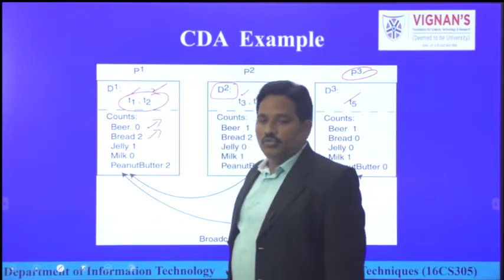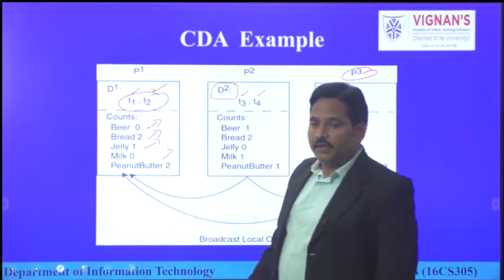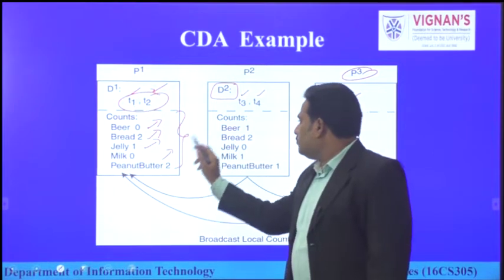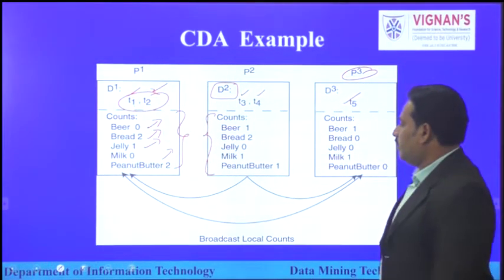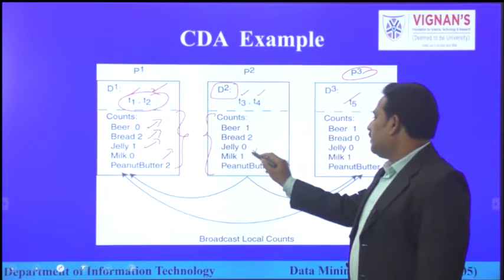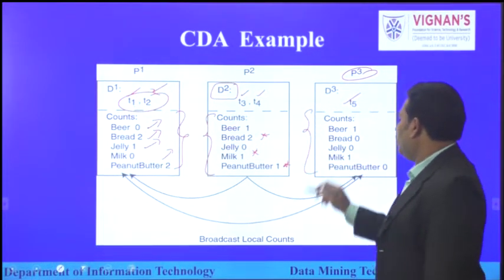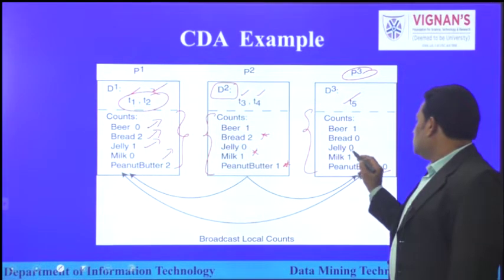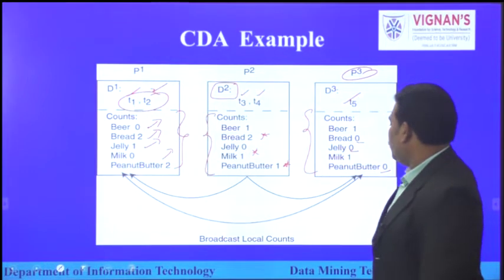Bread is repeated 2 times. Jelly is repeated 1 time. Peanut butter is repeated 2 times. We repeat the same process here: apply the count on each and every item. Peanut butter is 1, milk is 1, bread is 2 times. And the same operation is repeated a third time. Peanut butter is 0, jelly is 0, and bread is 0. The remaining 2 items are repeated 1 time.